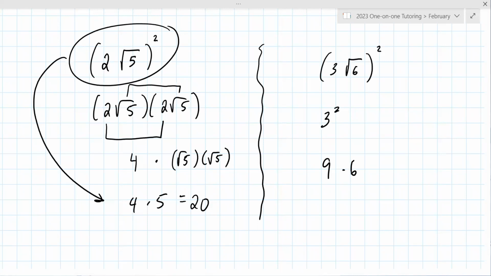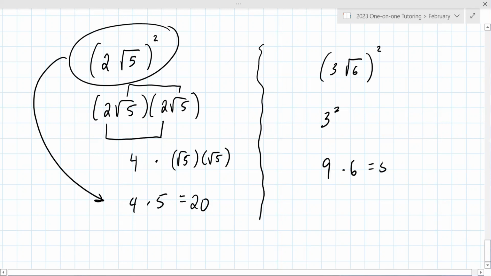Wait, you're multiplying. Sorry, 9 times 6 is 54. Very good. Okay, let's try another one here.